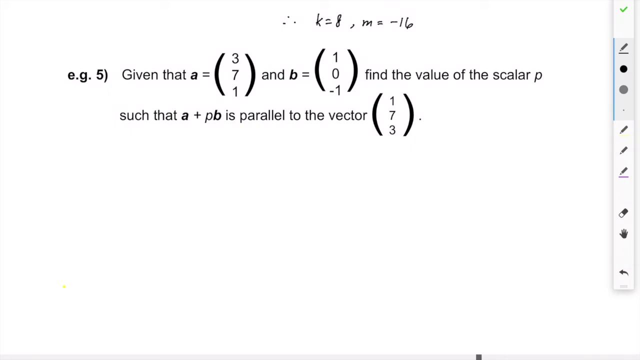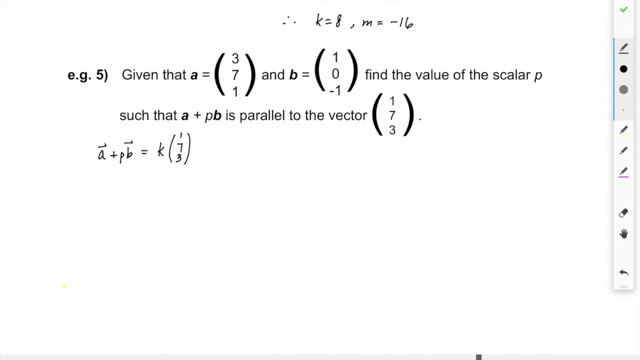Okay, example 5 now. Given two vectors a and b, find the value of the scalar p such that a plus pb is parallel to the vector 1, 7, 3. So similar to number 4, we have the keyword parallel, and this time it's a linear combination, a plus pb, parallel to the vector 1, 7, 3. So it's not enough just to express our equation like this, but we have to show that we're looking for a scalar multiple of 1, 7, 3.